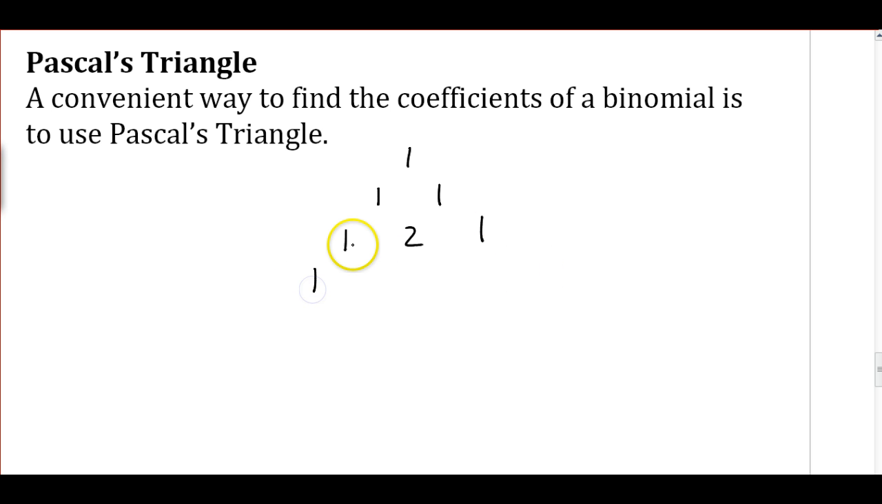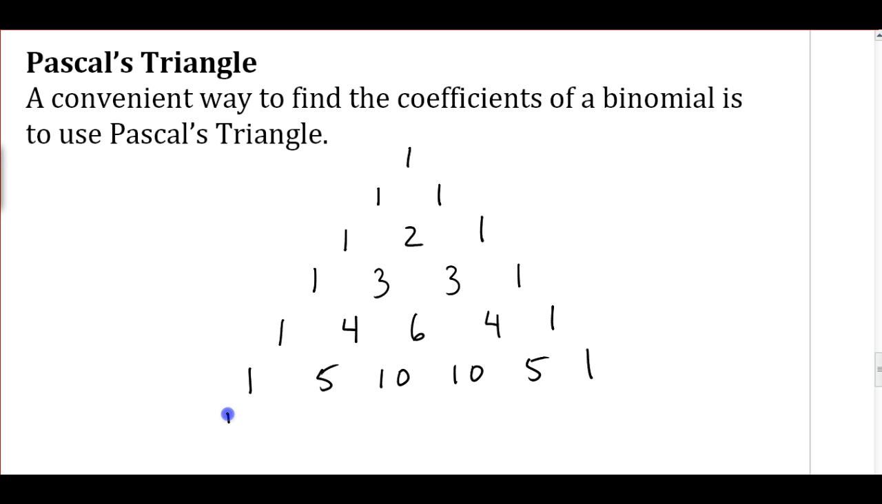So then we have 1, and then we add 1 and 2 to get 3, 2 and 1 to get 3, and then our ending 1. And then we have 1, 4. 1 and 3 is 4. 3 and 3 gives me 6. 3 and 1 gives me 4. And then our ending 1. Let's do 2 more rows. 1, 5, 10, 10, 5, 1, and then 1, 6, 15, 20, 15, 6, and 1.